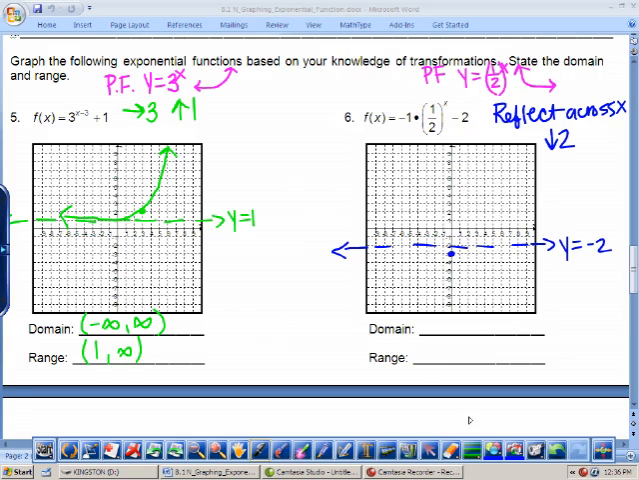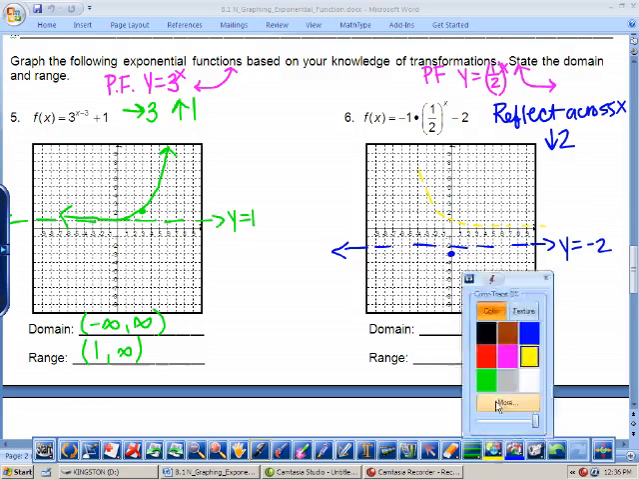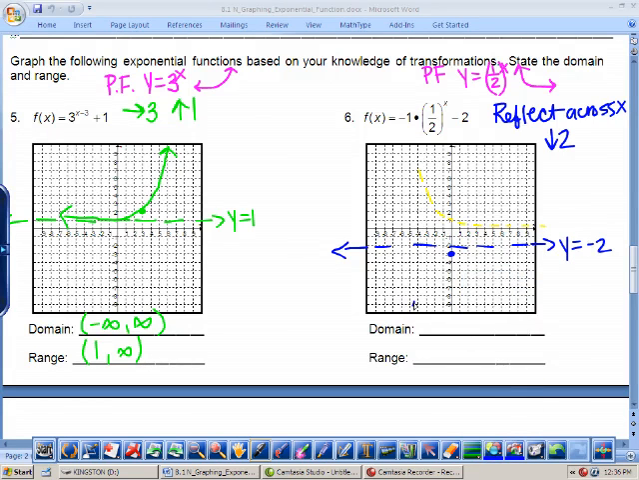Now with these reflections, sometimes it might help you to get an idea of the shape of the graph, right? So we know our original graph looked something like that. Would you agree? Yep. So when you reflect it, you need to be envisioning that shape so that you know how to reflect it. What is our domain? And what's our range?